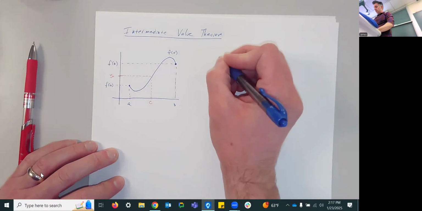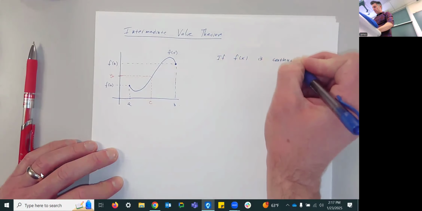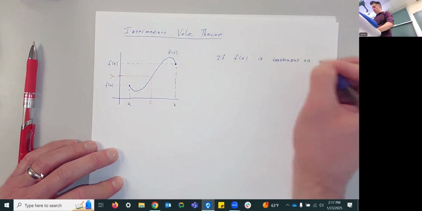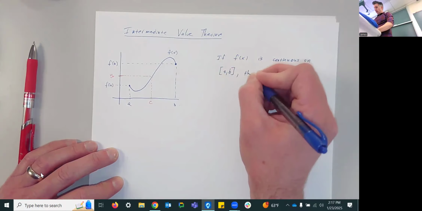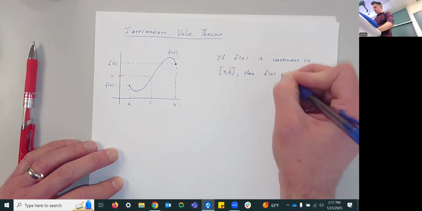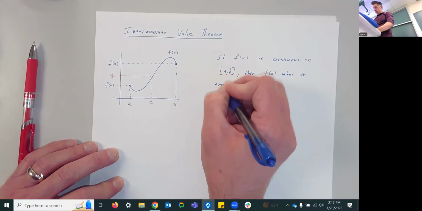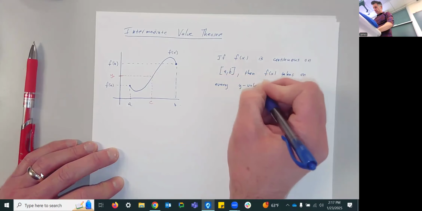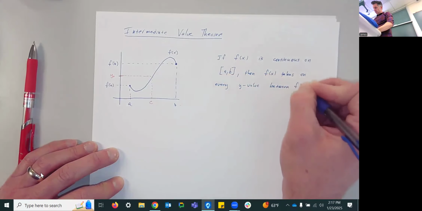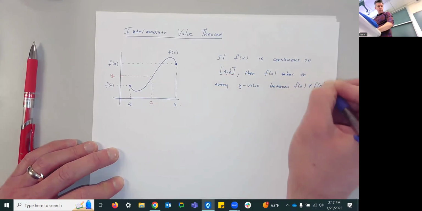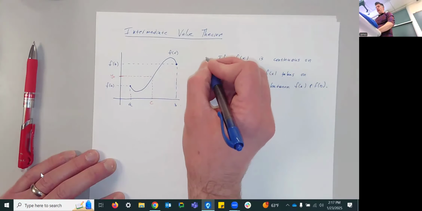So it says, if f of x is continuous on the interval from a to b, inclusive of the endpoints, then f of x takes on or attains every y value between f of a and f of b. This is kind of the more wordy way of writing it.